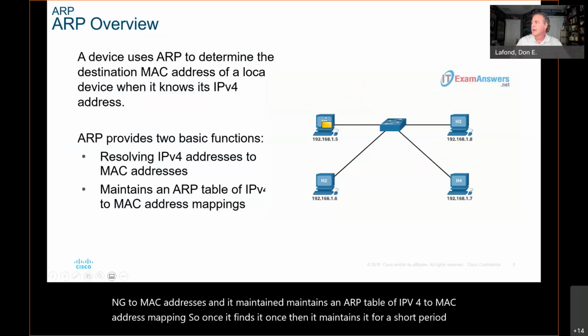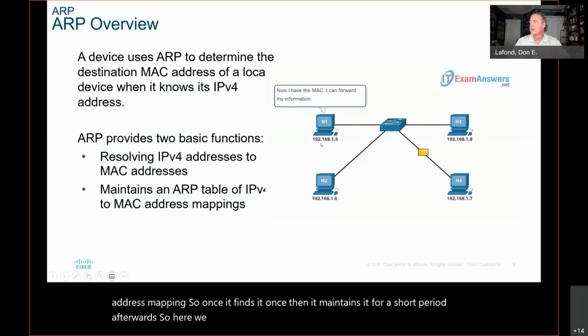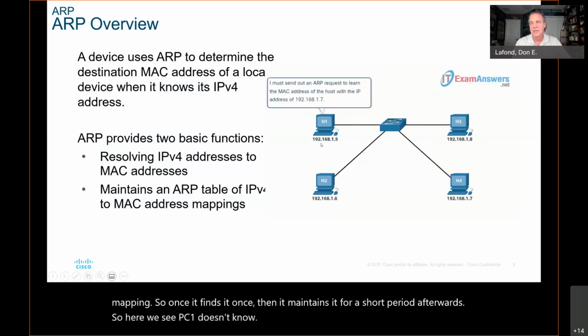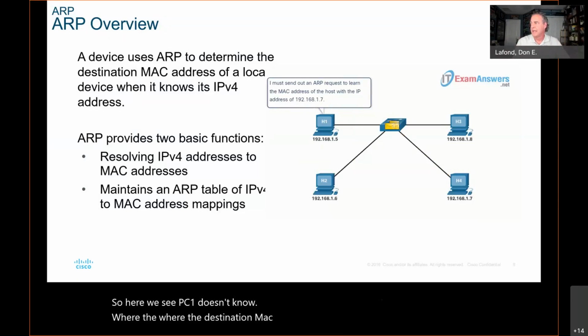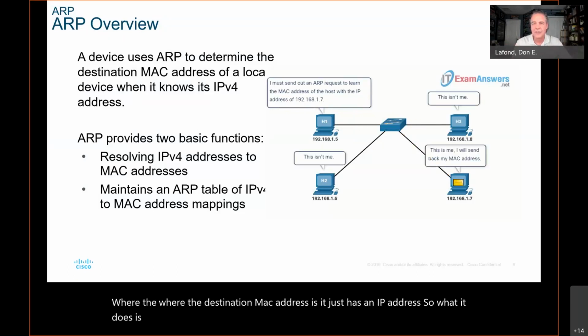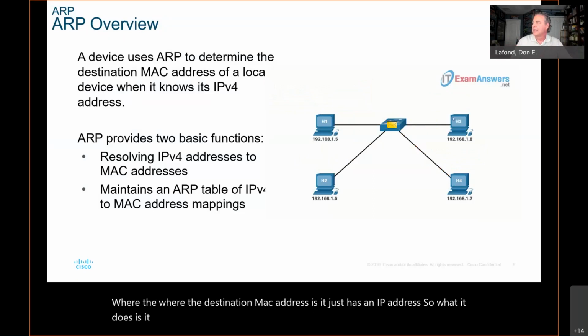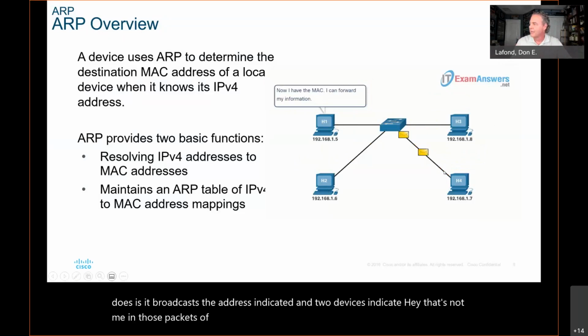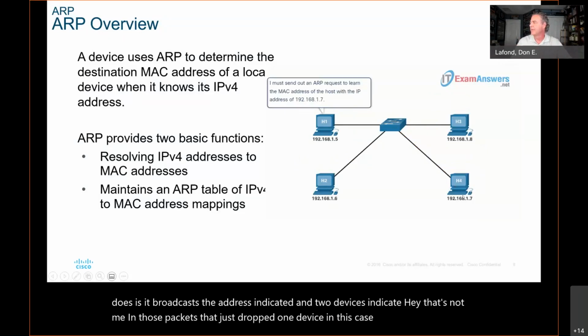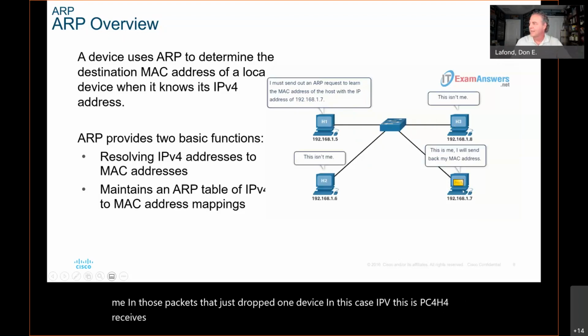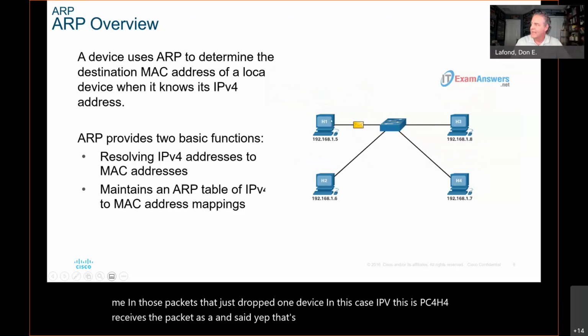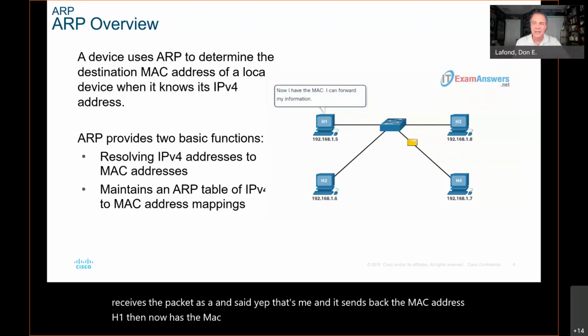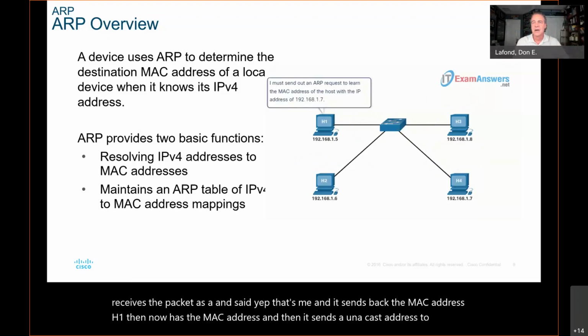So here we see PC1 doesn't know the destination MAC address. It just has an IP address. So what it does is it broadcasts the request, and two devices indicate, hey, that's not me, and those packets are just dropped. One device, in this case PC4, H4, receives the packet and says, yep, that's me, and it sends back its MAC address.